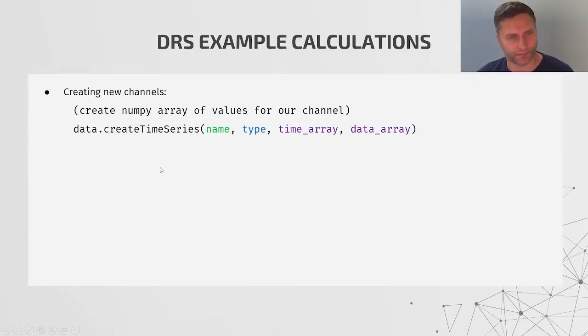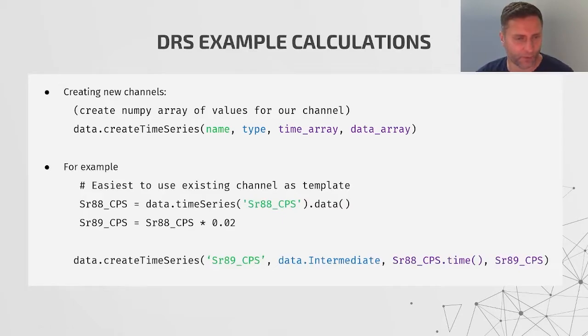And I'll show an example of that in just a sec. But this create time series function allows us to give the channel a name, a type, i.e. whether it's an intermediate or output channel, the time array for that channel, and the data array, the array of data values for that channel. So let's just look at a very simple example.